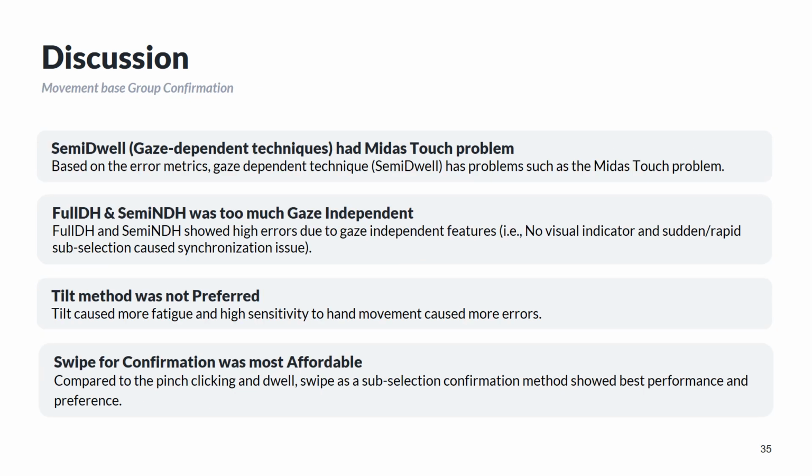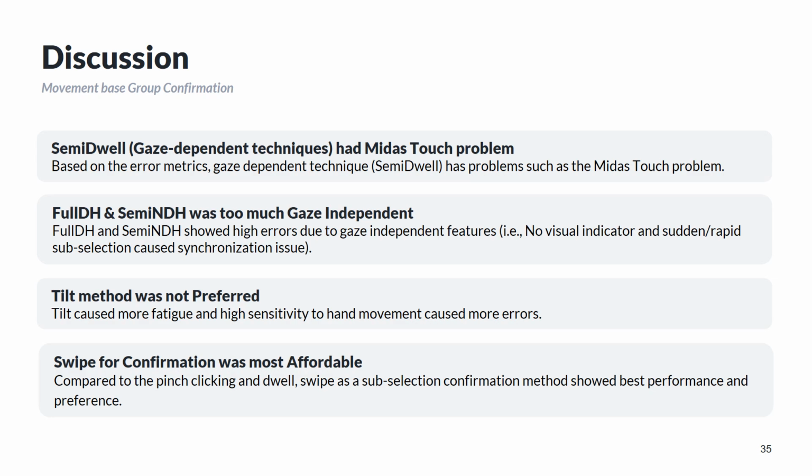Next, we propose movement-based subselection confirmation methods as SemiTilt and SemiSwipe. The non-movement technique, SemiDwell, had Midas touch problems. Also, pinch-based techniques such as full DH and SemiNDH were too independent from the gaze, which made it hard for users to synchronize gaze and pinch timing.